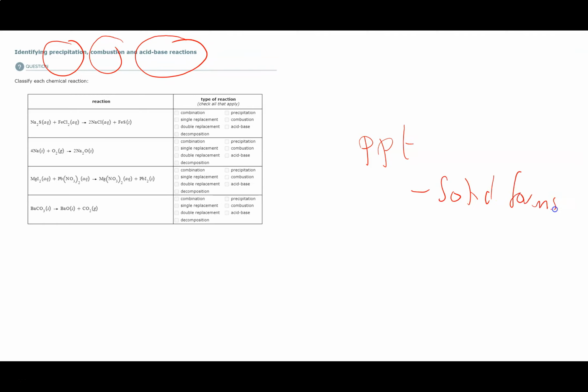Alright, now we're going to look at precipitation reactions, combustion reactions, and acid-base reactions. So precipitation means that a solid forms. I mentioned that way back. So which ones of these result in a solid forming?